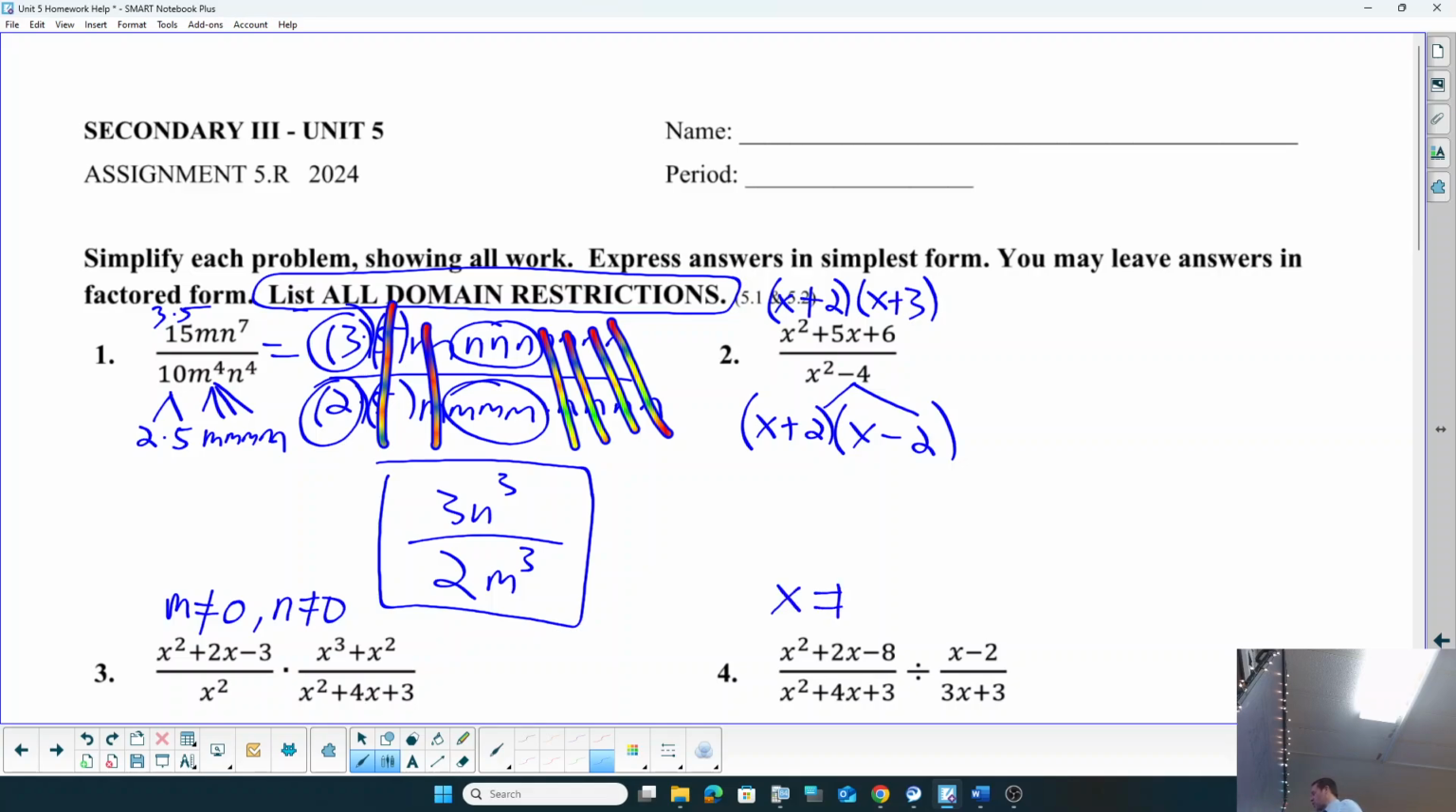So we have 2 restrictions, a negative 2 and a positive 2. And then our x plus 2's cancel. And we're just left with x plus 3 over x minus 2.